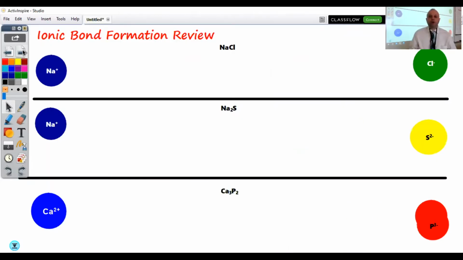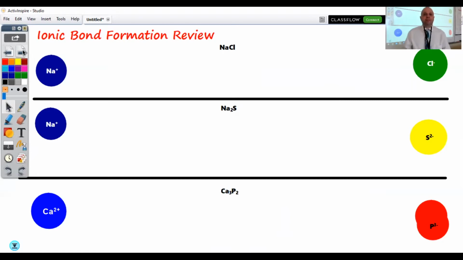You may recall from our unit on bonding that ionic compounds are composed of positive and negatively charged ions. Now, in order to form a neutral compound, we might have to change the number of positive and negative ions that we have. In the case of simple binary compounds, which is what we'll be learning today, we have to pay attention to those charges.